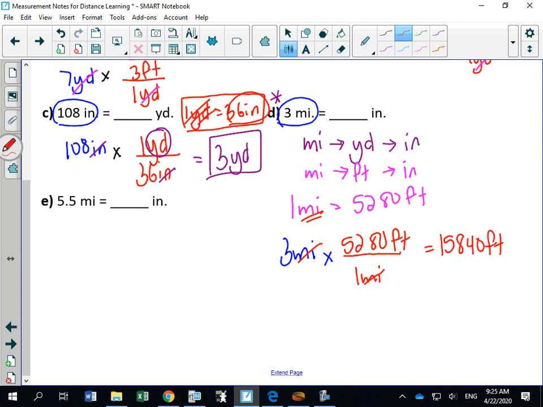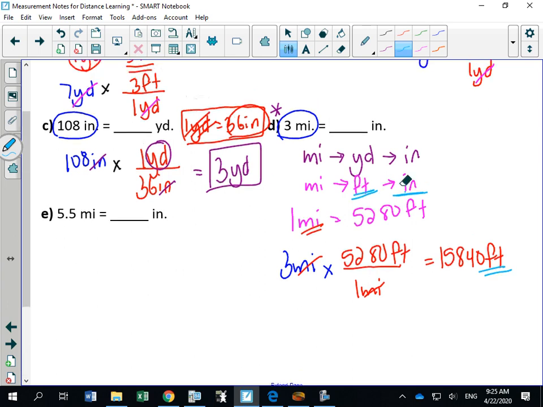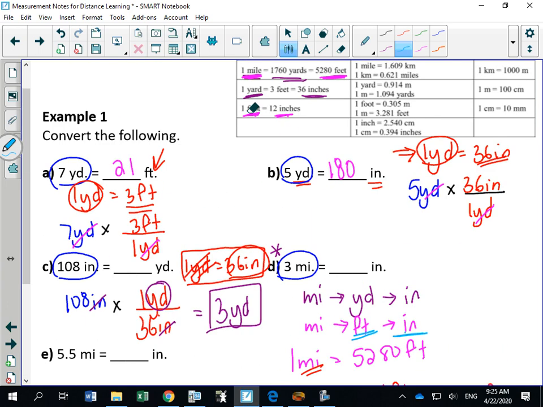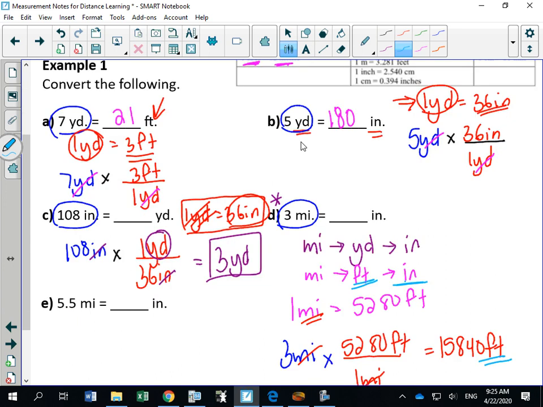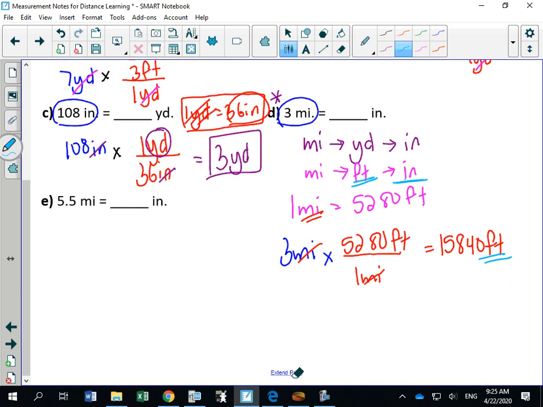Okay, so now I have feet, right? So now I've got feet and I need to go to inches. So now I need to look on my formula sheet. What was that conversion between feet and inches? So the conversion was 1 foot is equal to 12 inches. So I'm going to write that down.